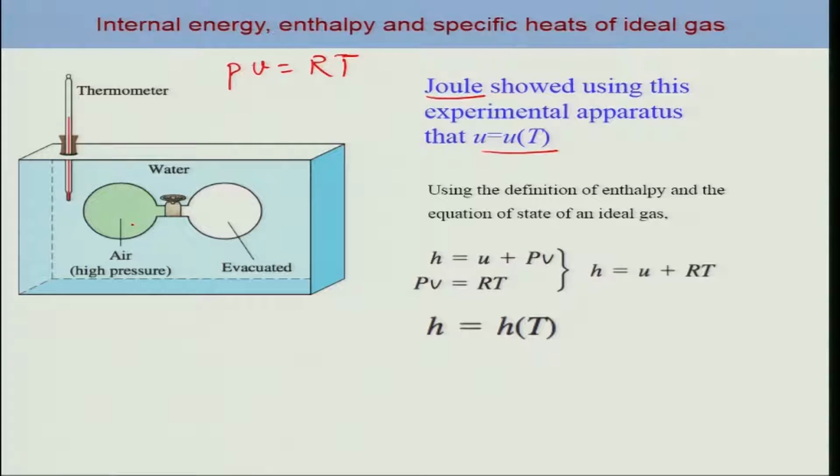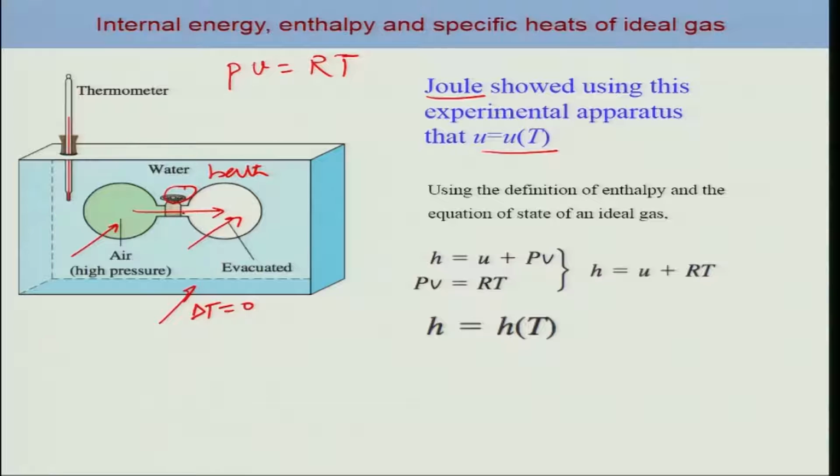What he did is he took two tanks, one with high pressure air, and he connected it with another tank which was evacuated at zero pressure, connected with a pipe and a valve. He put these two tanks in a water bath at a certain temperature, allowed it to thermally equilibrate, and once equilibration was attained, he opened the valve to let the air pass from one tank to another until the pressure equalized. Joule observed that there was no change in the temperature, so delta T was 0.